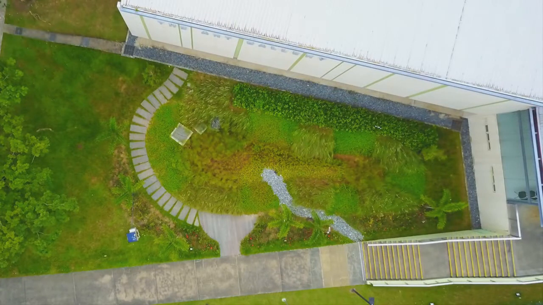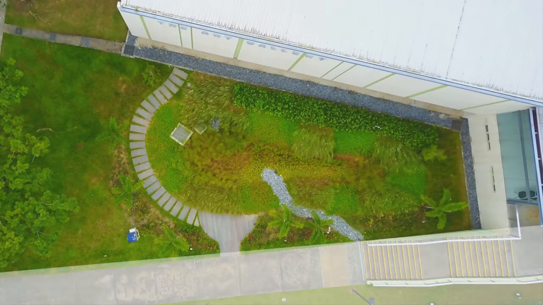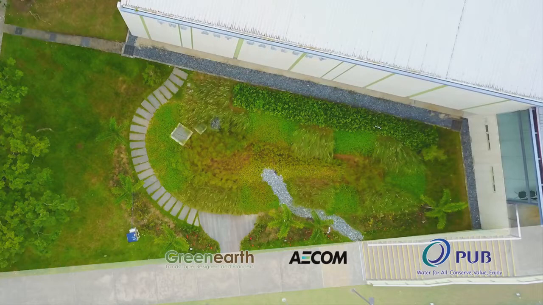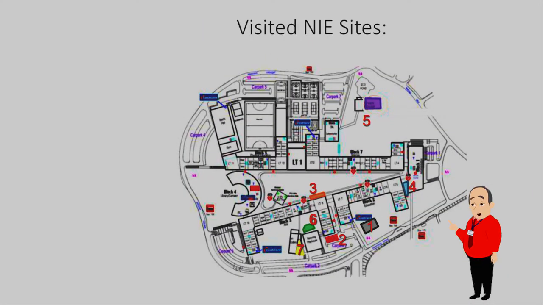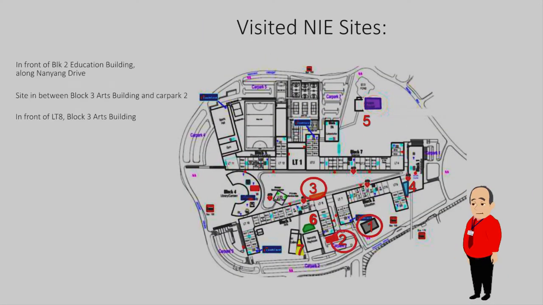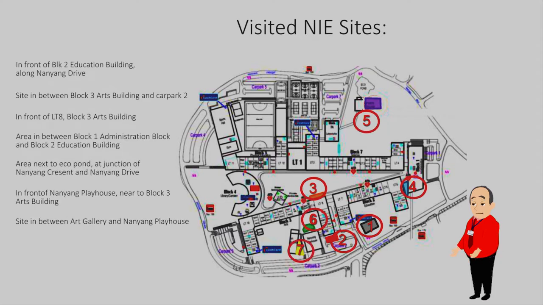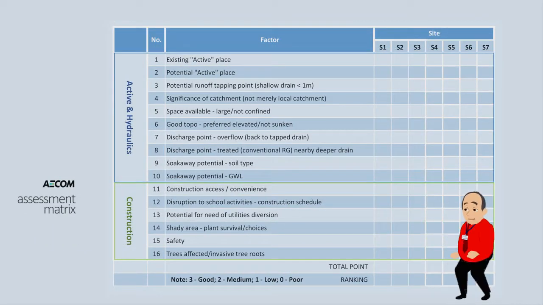The NIE rain garden was constructed as a partnership between PUB, AECOM, Green Earth Consultants Limited, and NIE. The first step in the process was to determine where the rain garden should be constructed. Based on campus visitations and surveys, a total of 7 candidate sites initially were identified. As we see here, preferred sites were then identified based on further site inspection and a scoring framework.